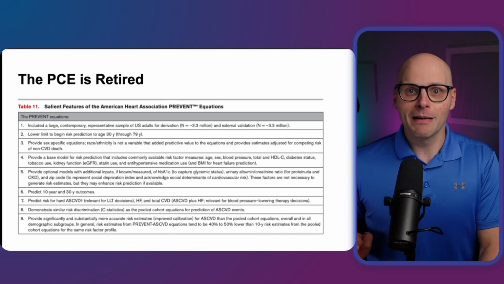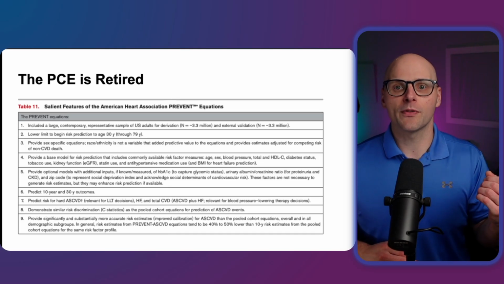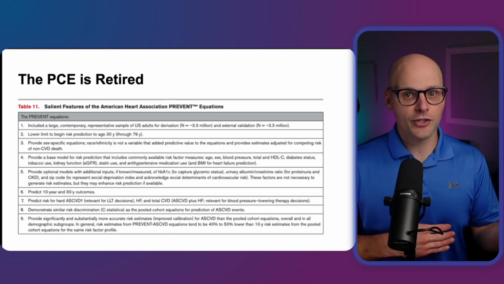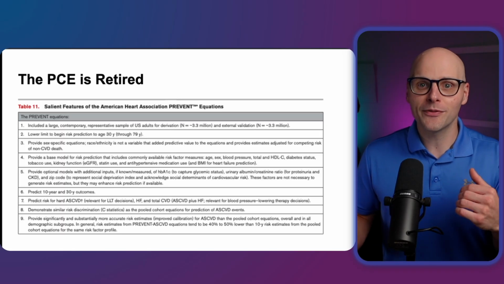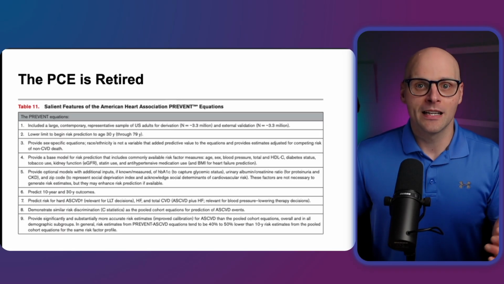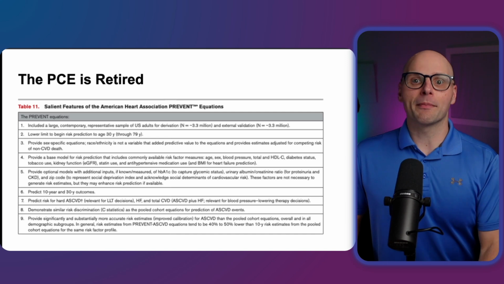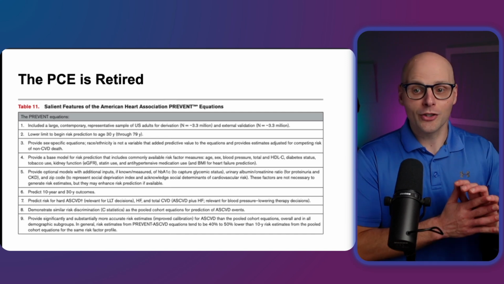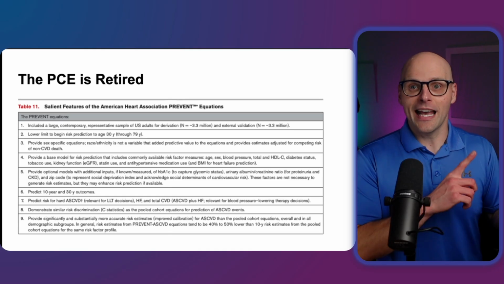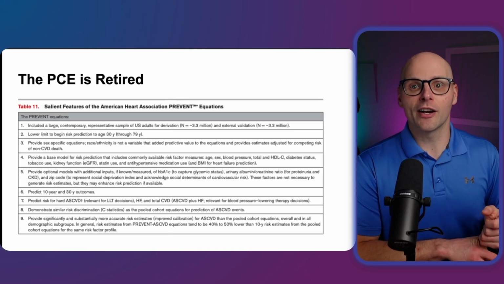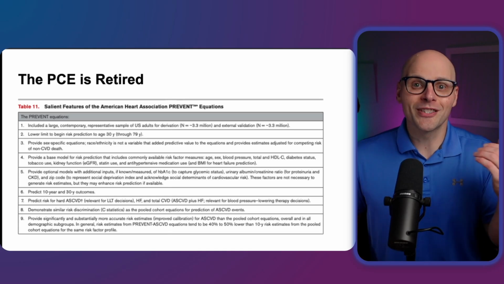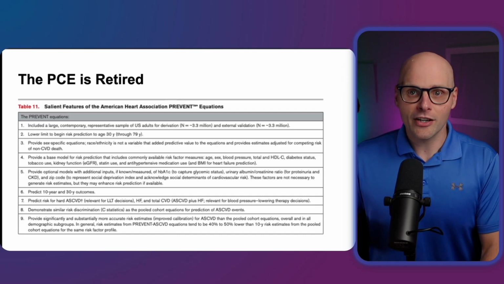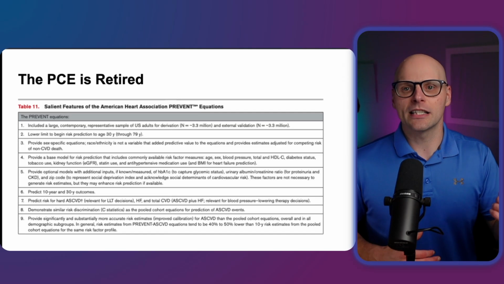They also provide a base model of risk prediction that includes commonly available risk factor measurements, things like age, sex, blood pressure, total and HDL cholesterol, diabetes status, tobacco use, kidney function by eGFR, all those things. On top of that, they ask, are you on a statin or on an antihypertensive, what their BMI is. And so this allows you an opportunity to provide additional inputs as well. And on top of that, they also say, hey, you can put in A1C, you can put in your urinary albumin to creatinine ratio, and also zip code looking for social determinants of health. And these risk factors are not necessary to generate the risk estimate, but they may enhance the risk prediction.